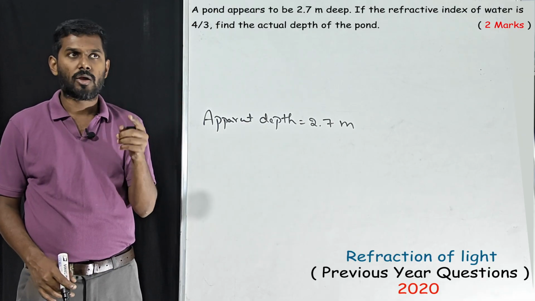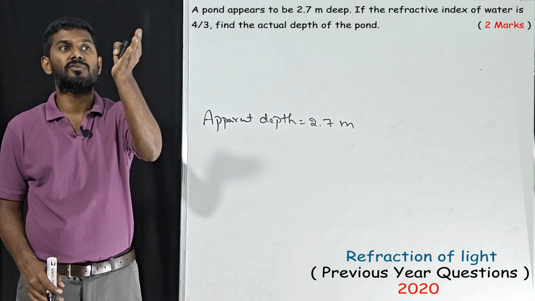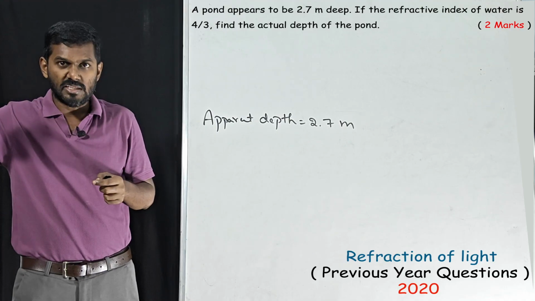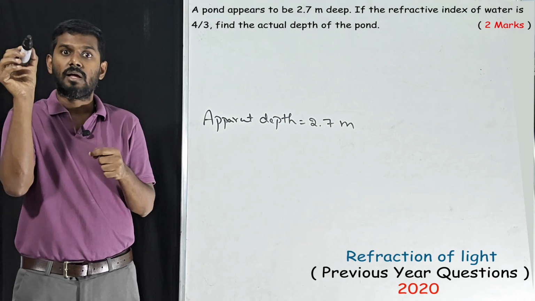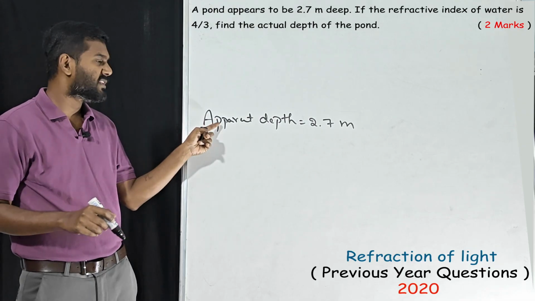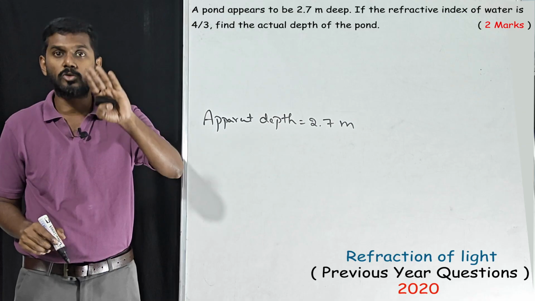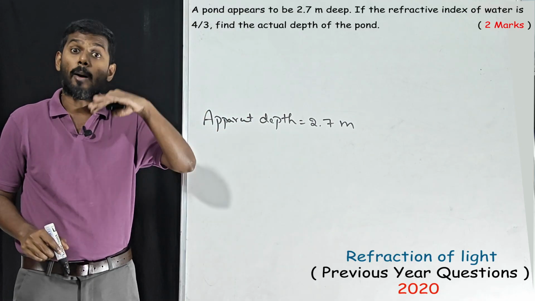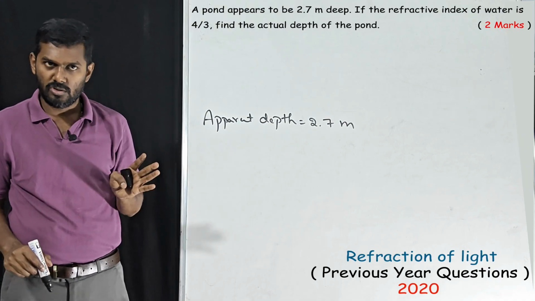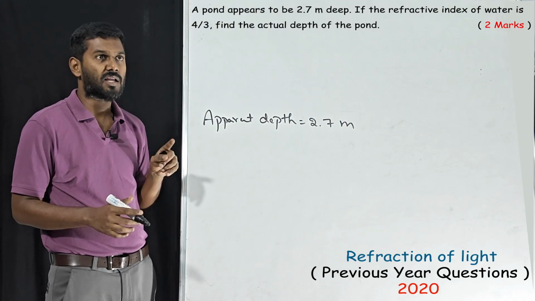In some cases, the same wordings will give you a different meaning. Assume there is a coin inside a pond. It appears to be raised 2.7 meter. Whenever you see the words appears to be raised, that word raised means they are talking about shift. In this question, they have not used that word. A pond appears to be, appears to be is apparent depth. Appears to be raised, that is shift. In one of the questions, we are going to learn that. So this is the difference. This is how you need to understand the concept.